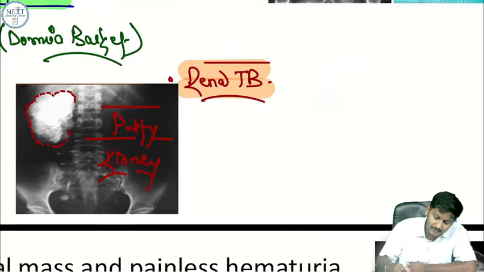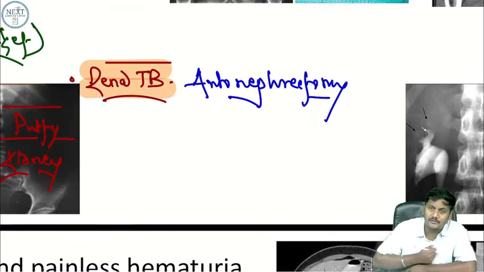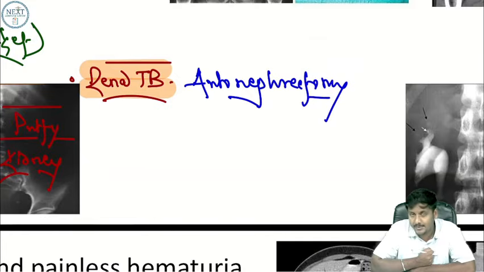After putti kidney there will be a classical cement kidney which will be seen, and ultimately the kidney will get completely damaged, that is called autonephrectomy. We know autonephrectomy is a classical feature of renal TB. Let me know, autosplenectomy is seen in which condition?